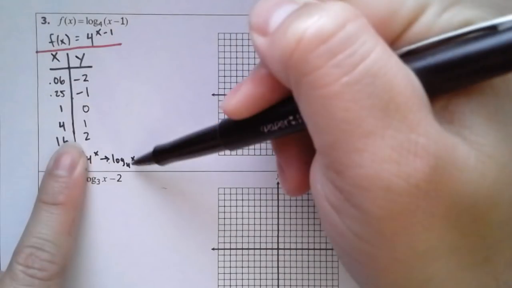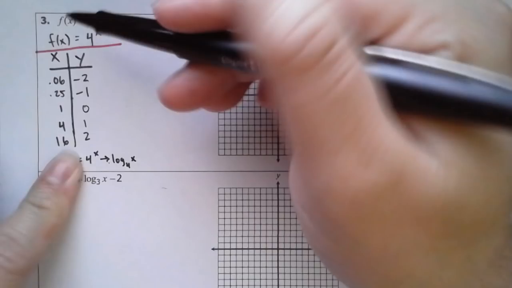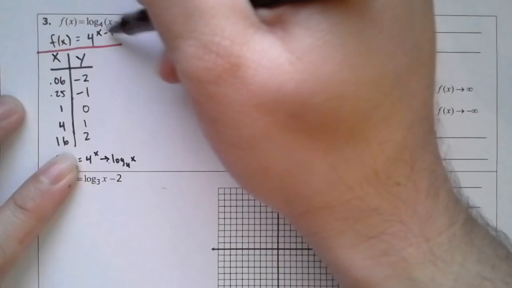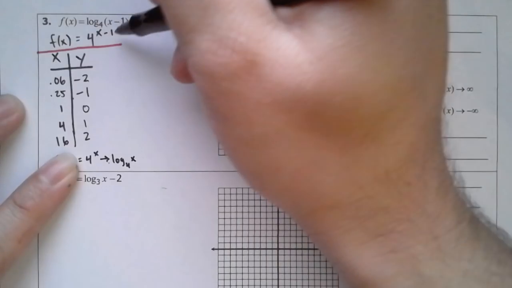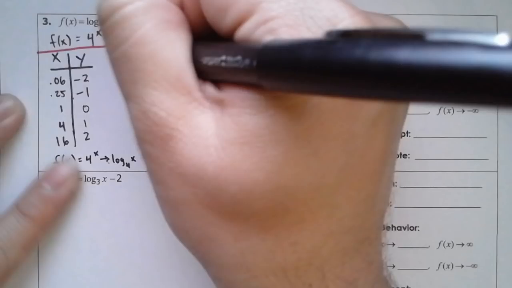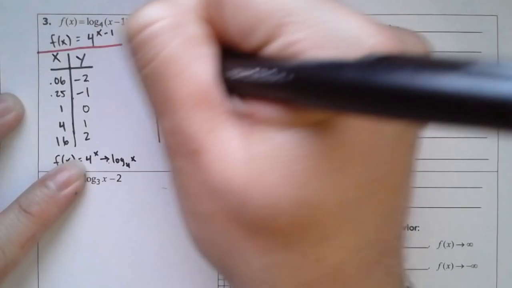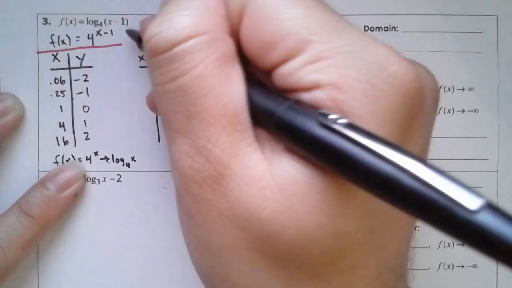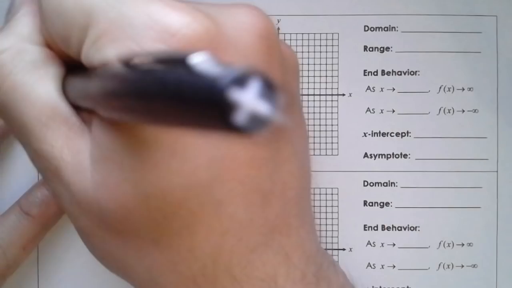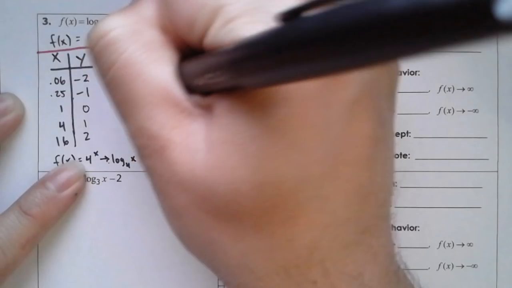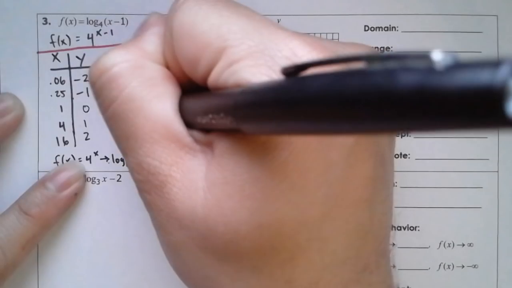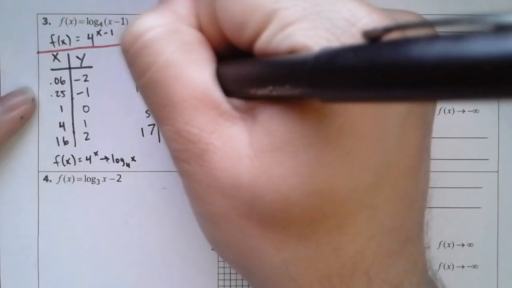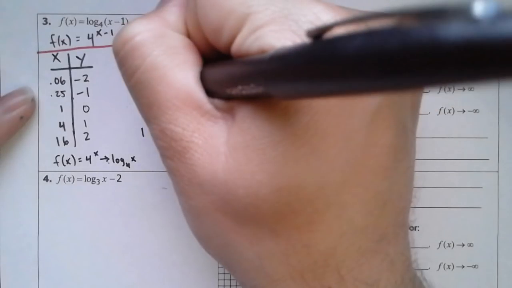Then I'm going to take this into consideration, which is represented by this as the exponential function, which means move to the right 1. So now that I have those x values, I add 1 to each of my x's because it's a horizontal shift. So I get 1.06, 1.25, 2, 5, and 17. And then my y is -2, -1. These don't change. 0, 1, 2, because there was no vertical shift.